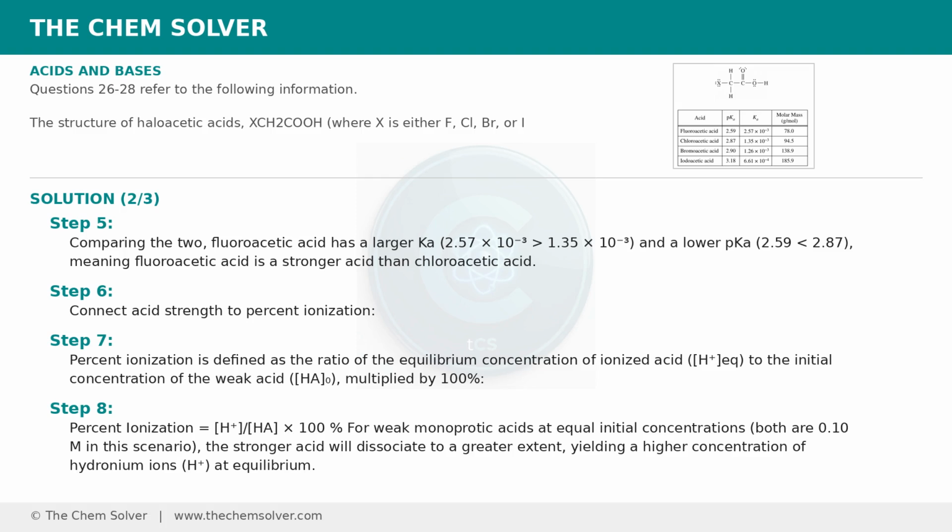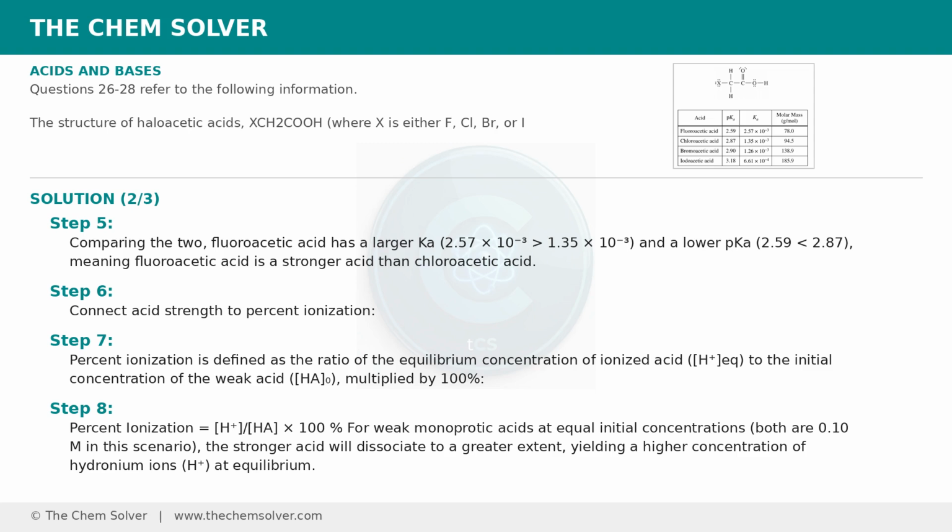Comparing the two, fluoroacetic acid has a larger Ka, 2.57 times 10 to the power minus 3 greater than 1.35 times 10 to the power minus 3, and a lower pKa, 2.59 less than 2.87, meaning fluoroacetic acid is a stronger acid than chloroacetic acid.